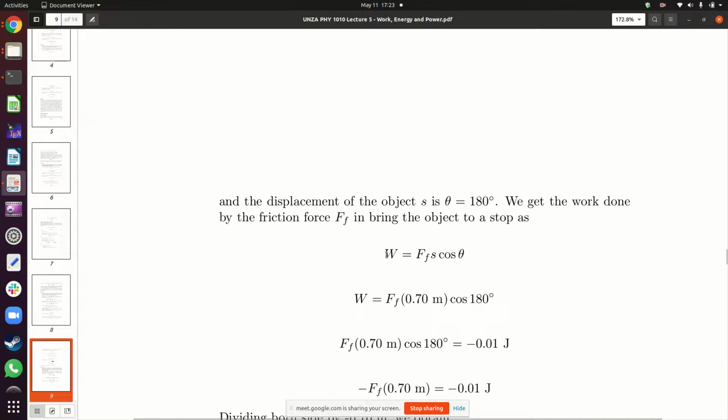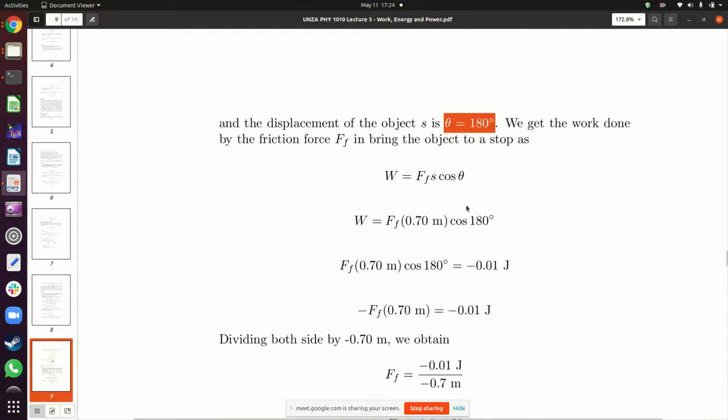So the work done by friction is going to be equal to the friction force multiplied by the displacement multiplied by the cosine of the angle between the friction force and the displacement. Since the friction force is always opposite the direction in which the object is moving, the angle between the friction force and the displacement is going to be equal to 180 degrees. So we can work out the work done by friction, which is equal to the friction force multiplied by the displacement, 0.7 meters, multiplied by the cosine of 180 degrees. So when you do this, this is the work done.